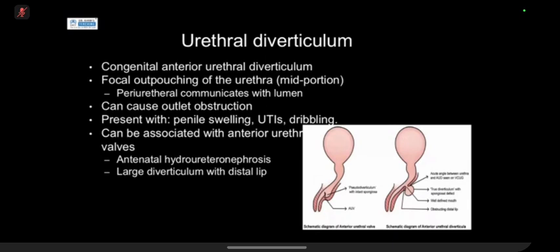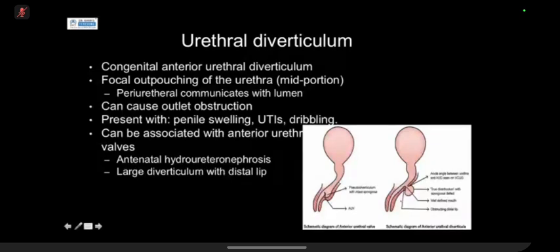So urethral diverticulums are a congenital abnormality in pediatric patients. You can see them in adult patients, but they tend not to be congenital, and they tend to be more common in females in adult patients. But we're going to focus on the pediatric diagnosis, which tends to be in males and not females. And this is where you get a focal outpouching of the urethra, and it's normally at the mid portion of the anterior urethra, and it communicates with the lumen.